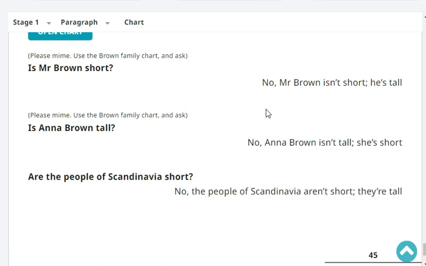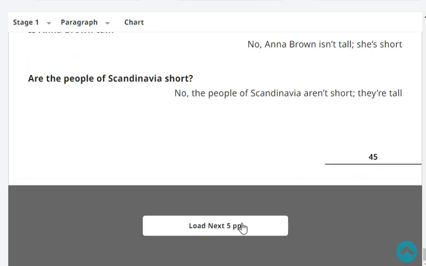Are the people in Scandinavia short? No, the people of Scandinavia aren't short. They're tall. Very good. One more. No, the people of Scandinavia aren't short. They're tall.